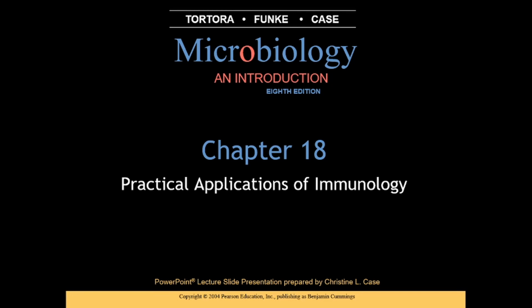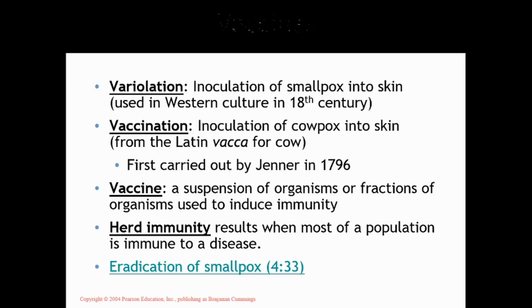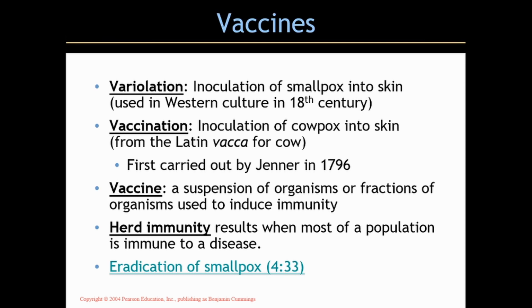We'll be looking at practical applications of immunology, and in the textbook that I use with my college students, this is Chapter 18. So let's get started. We'll look at some terms and discuss a bit of history about vaccines and vaccinations. But before we get into vaccination, we need to look at this practice that was called variolation.